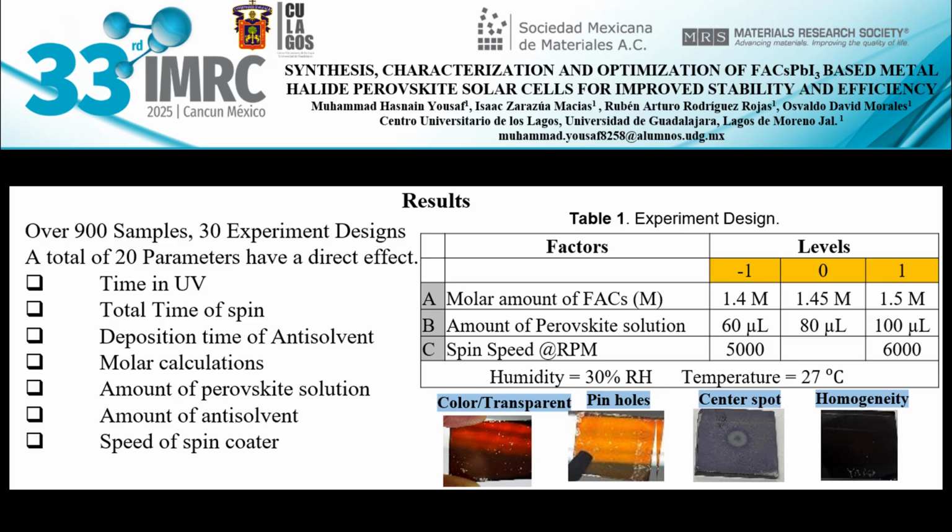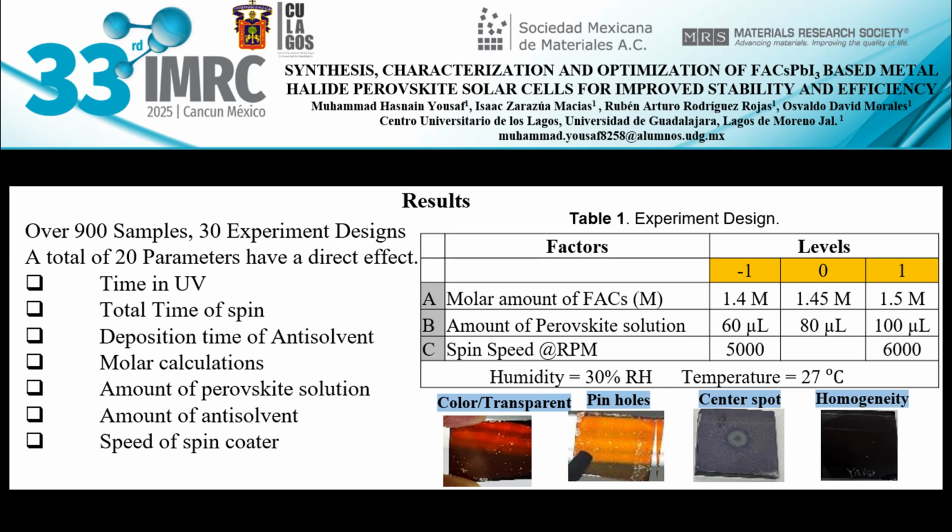Here is the table as an example of experiment design. It has 3 factors and 3 levels, and all the possible combinations from these parameters and levels. Also, for every experiment, we note down the values of humidity and temperature.